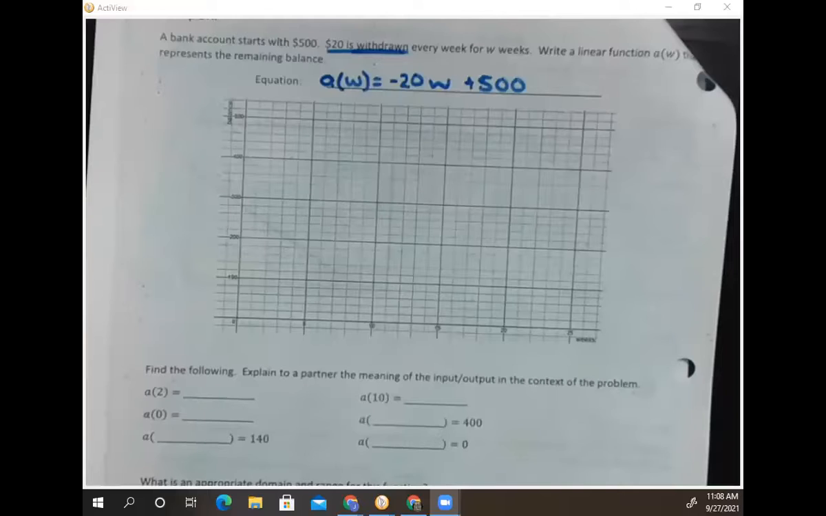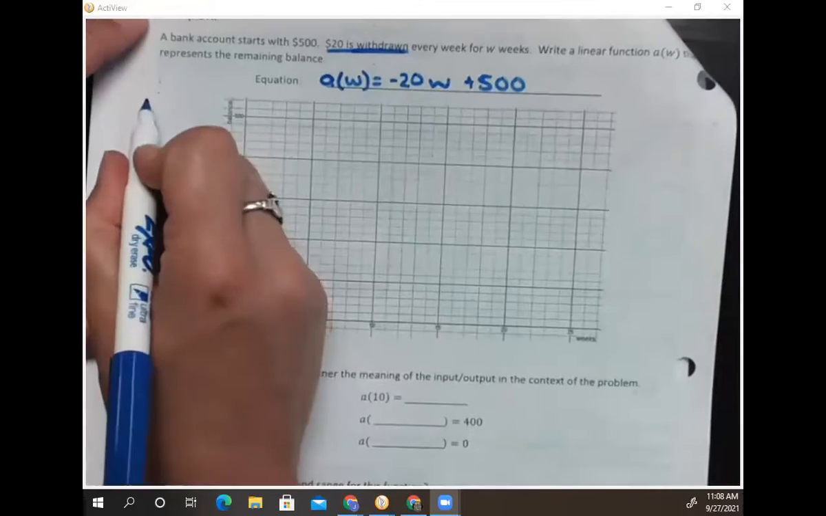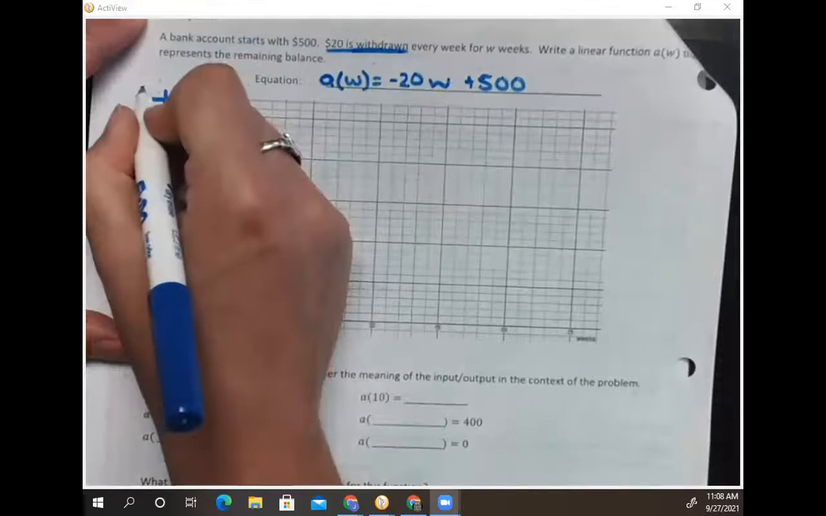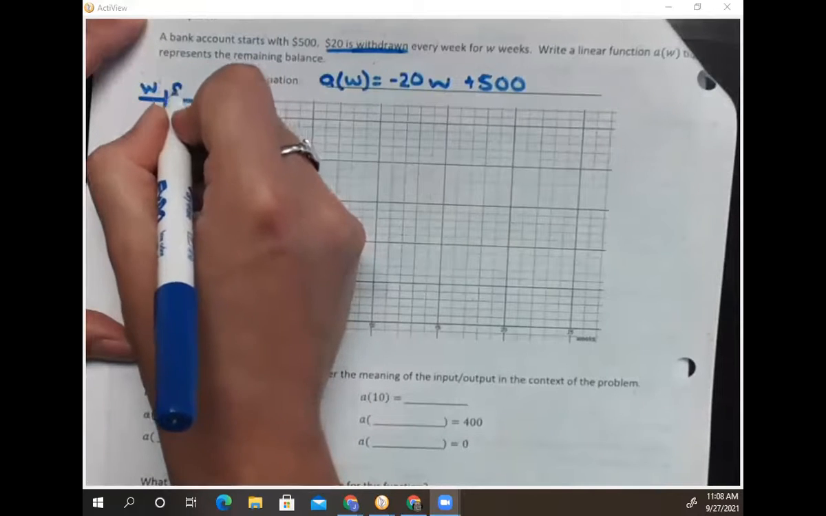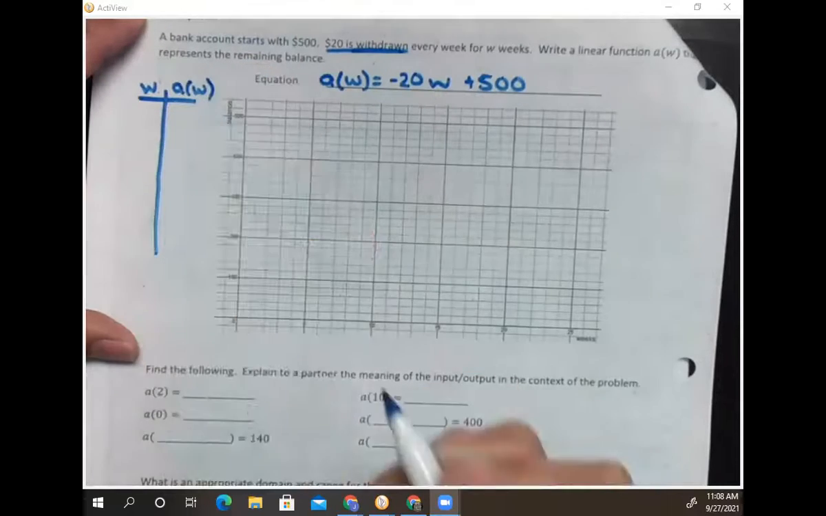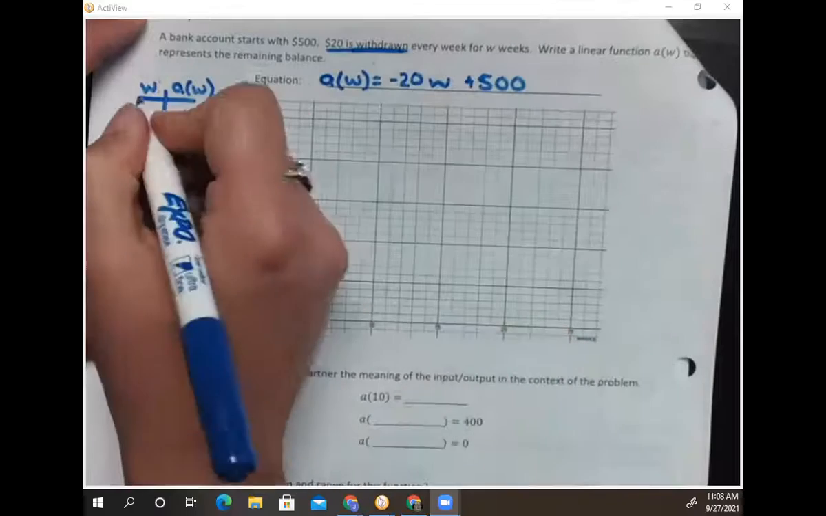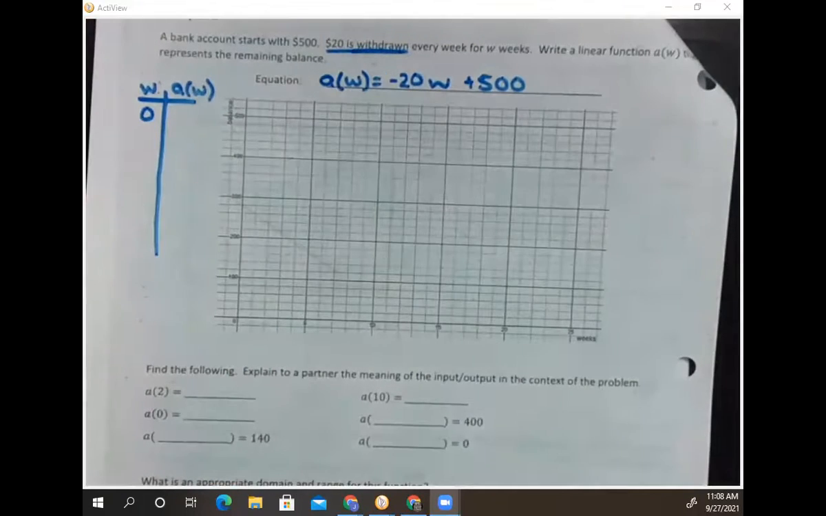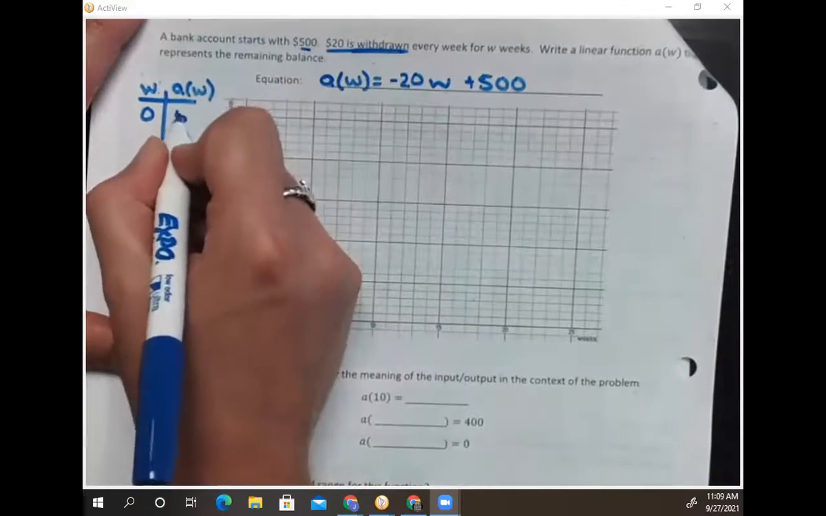Now we can create a graph of this function. And if you want, you can make a little table off to the side. That's fine. So I'll do that for a couple of these. Number of weeks, and then our account balance after those weeks. So when we start at week 0, again, I'm kind of treating this just like that gift card problem. At week 0, when I'm starting, I've got $500 in my account.